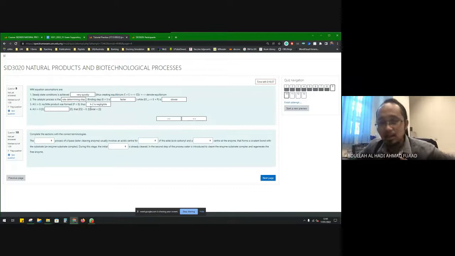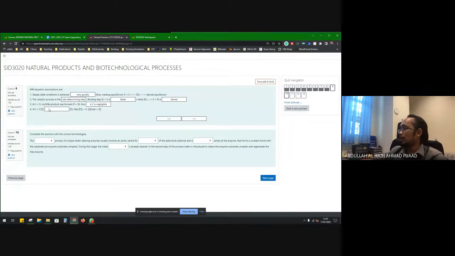At T equals to 0, so at the very beginning of the reaction, you need to remember that the concentration of the substrate is way greater than the concentration of enzyme, okay? So not less, but greater. So that is the complete answer, a complete section with the correct terminologies.